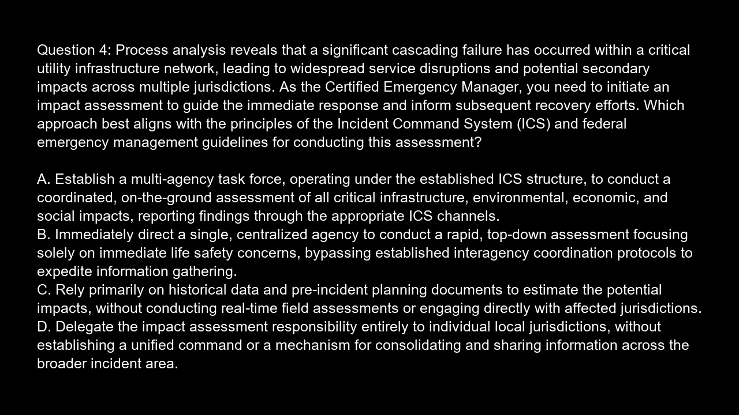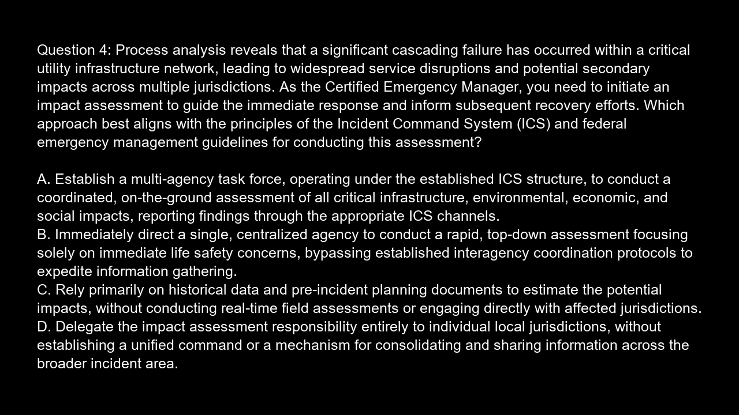Establish a multi-agency task force operating under the established ICS structure to conduct a coordinated on-the-ground assessment of all critical infrastructure, environmental, economic, and social impacts, reporting findings through the appropriate ICS channels. Option B. Immediately direct a single, centralized agency to conduct a rapid, top-down assessment focusing solely on immediate life safety concerns, bypassing established interagency coordination protocols to expedite information gathering.